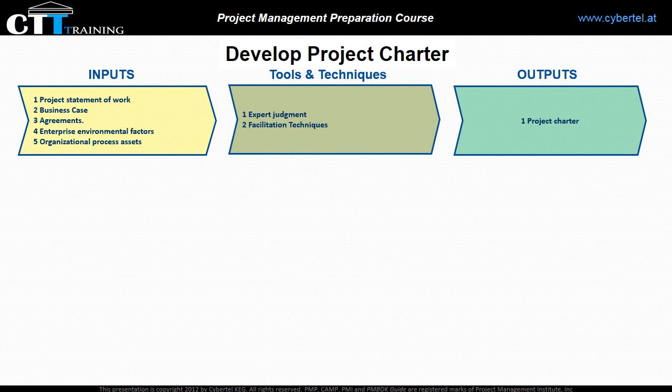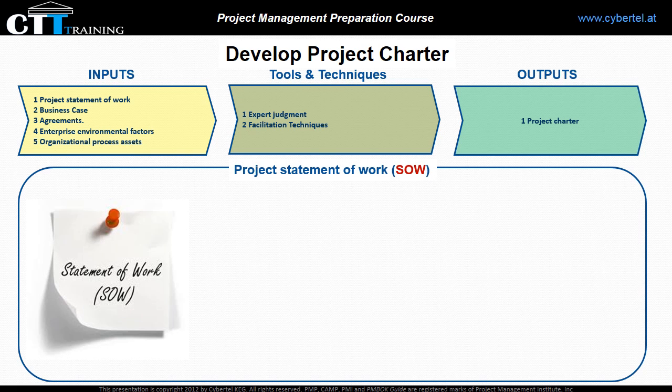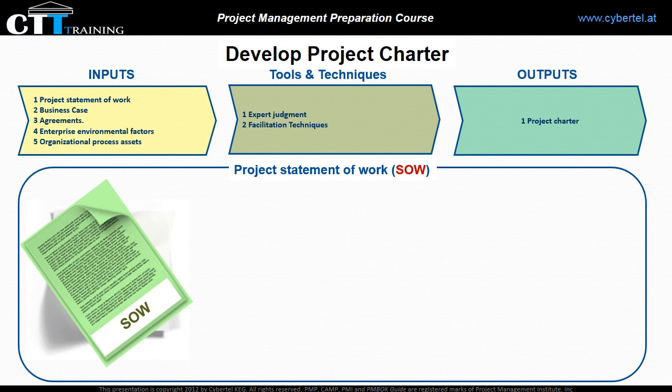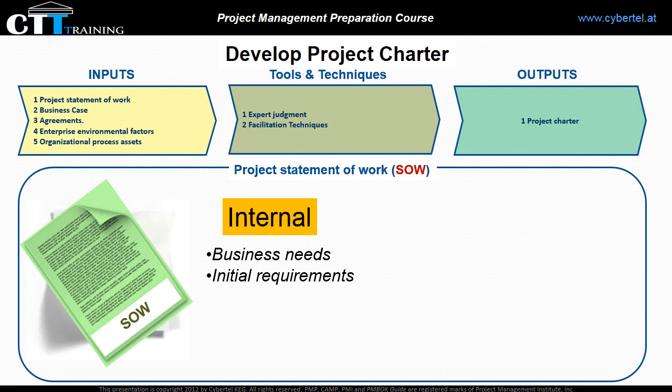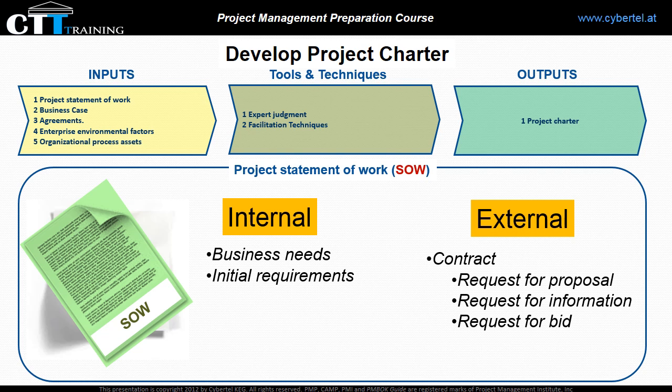The first input needed to develop the project charter is the project statement of work. The statement of work is a document that includes the description of the project deliverables or end result. For organizational internal projects, the project initiator will provide the statement of work in the form of business needs and initial requirements. But for external projects, the statement of work can be received from the customer as part of a contract in the form of a request for proposal, request for information, or a request for bid.